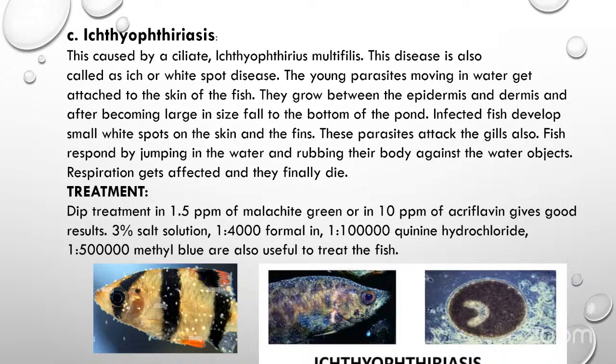Now, how should the treatment be given? Dip treatment in 1.5 ppm of malachite green or in 10 ppm of acriflavine gives good results. 3% salt solution, 1 in 4000 formalin, 1 in 1 lakh quinine hydrochloride or 1 in 5 lakh methylene blue are also useful to treat this fish.